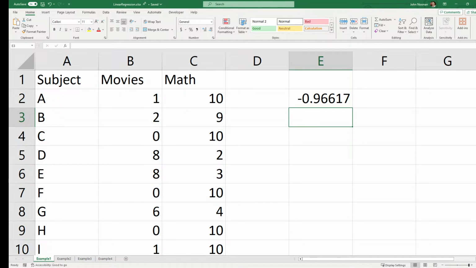So notice I have a negative 0.96. Let me try to explain what that means. Negative 0.96 means, first of all, that there's a negative relationship. The more movies you watch, the lower your math score. Now, of course, I made these data up, and I did this on purpose just to illustrate correlation. So, yeah, it's not true. You could probably watch a lot of movies and still get a good grade in your math class. But anyway, negative means as one increases, the other decreases.